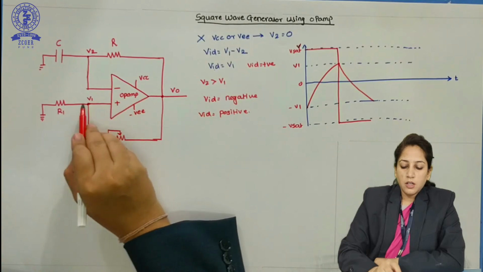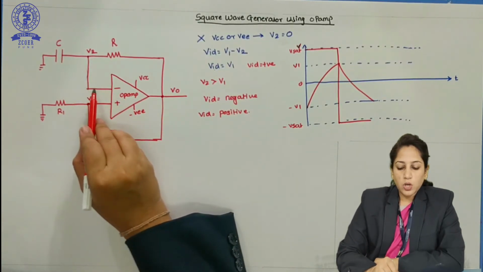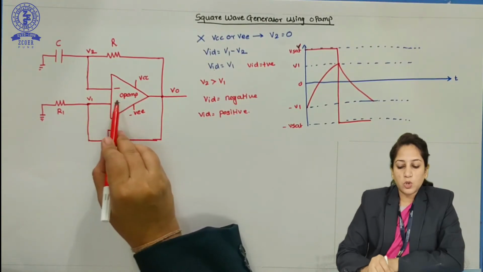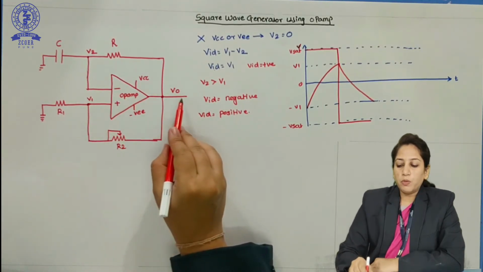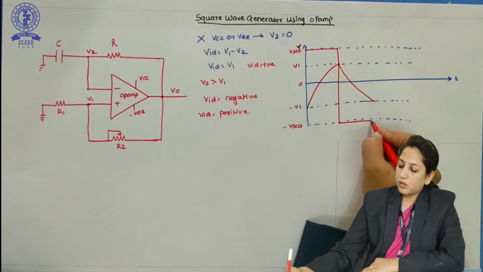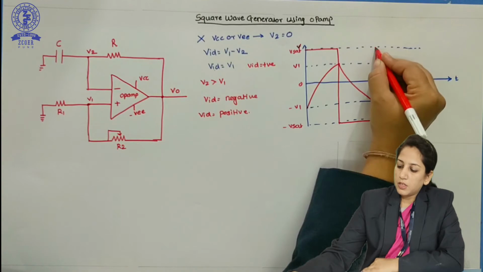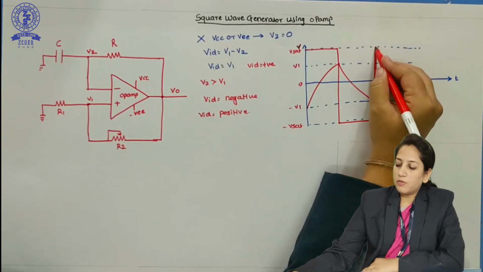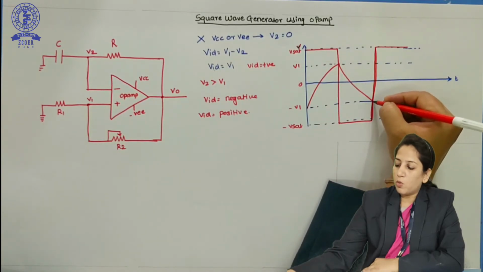Why? Because as my V2 goes on decreasing due to the discharging of the capacitor, the voltage at the inverting terminal will be less than the voltage at the non-inverting terminal, and so my VID will become positive, and so my output will go into plus V saturation. Okay, as soon as it goes into plus V saturation, again a positive voltage will be observed at V0, and so my capacitor will go on charging.